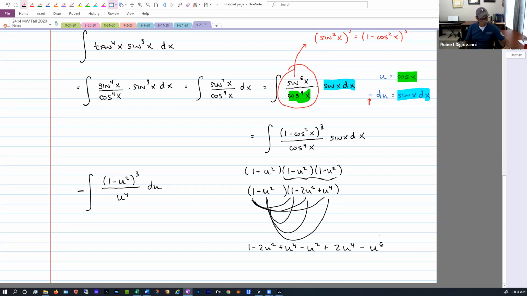And then you collect all your like terms. So we should get 1 minus 3u squared plus 3u to the 4th minus u to the 6th. That's just algebra, right, everyone? That's just algebra. Okay, and then over u to the 4th du.